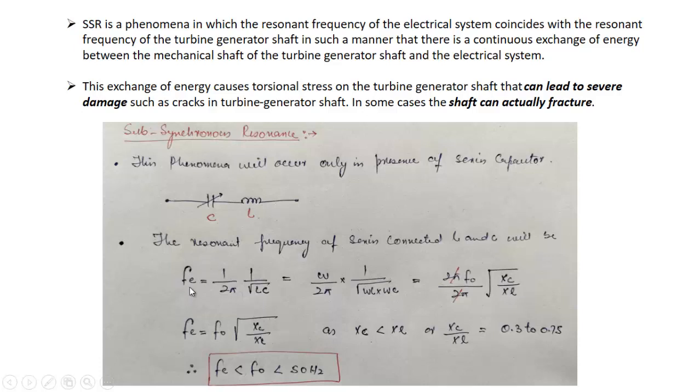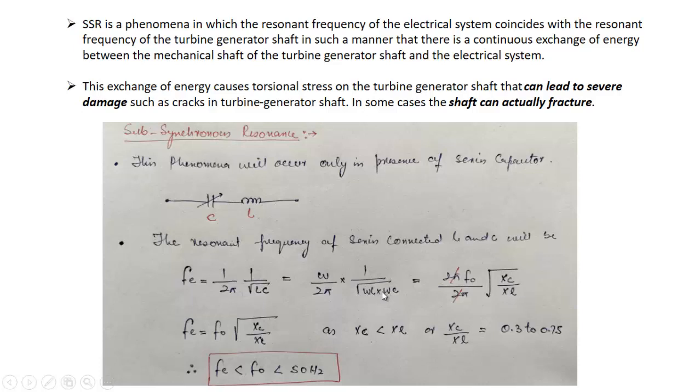Let us denote it by Fe, that is equal to 1 by 2 pi into 1 by root of LC, where L is the inductance of the line, C is the series capacitor that we have been installing in the line. So let's multiply it by omega and divide by omega and take this omega inside this square root. So when it is taken inside the square root, it will be omega square. One omega will be multiplied to L, another omega will be multiplied to C.